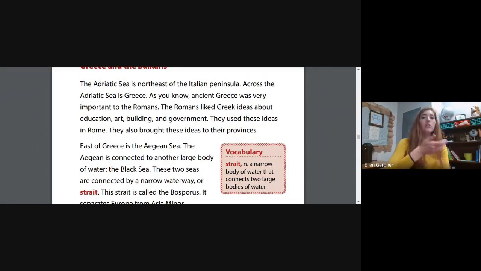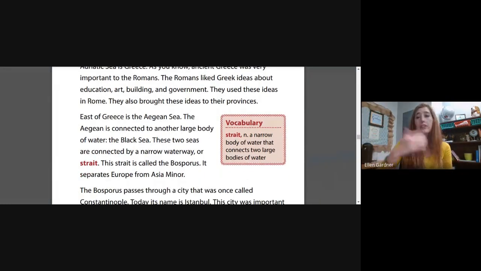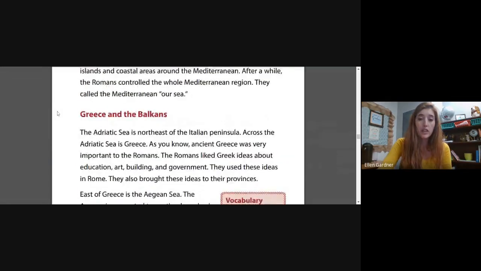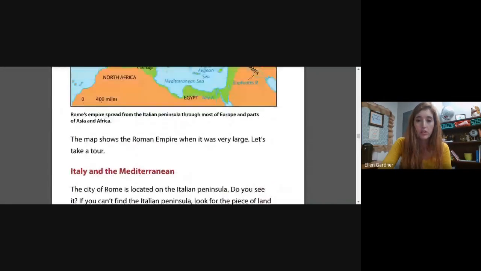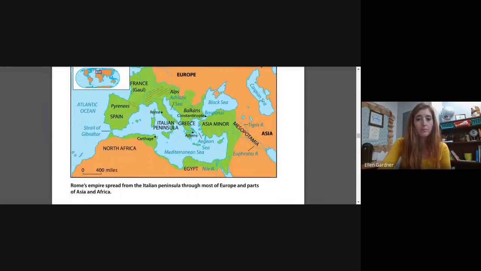As you know, ancient Greece was very important to the Romans. The Romans liked Greek ideas about education, art, building, and government. They used these ideas in Rome. They also brought these ideas to their provinces. Now, east of Greece is the Aegean Sea. Let's look for the Aegean Sea. Do you see it? Right here. So that is the Aegean Sea.